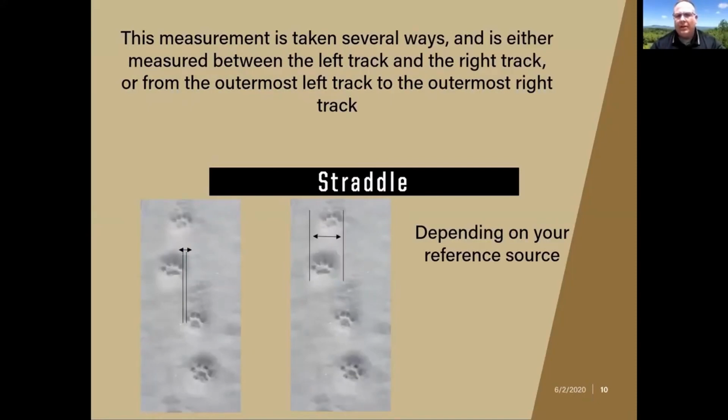And so the straddle, again, is taken in several different ways. This is either measured between the left track and the right track in that distance, or more commonly, it's the outermost of the left track to the outermost of the right track. And it really, again, depends on your reference source of what measurement they're using and what animal you're looking at. But as an animal's walking, it's really the relative distance between that animal's shoulders or hip joint. Most animals, there's a few exceptions to that. Most of our mammals can't really rotate their arms out sideways. So that really approximates the width of their body, and that will help you kind of rule out some species.